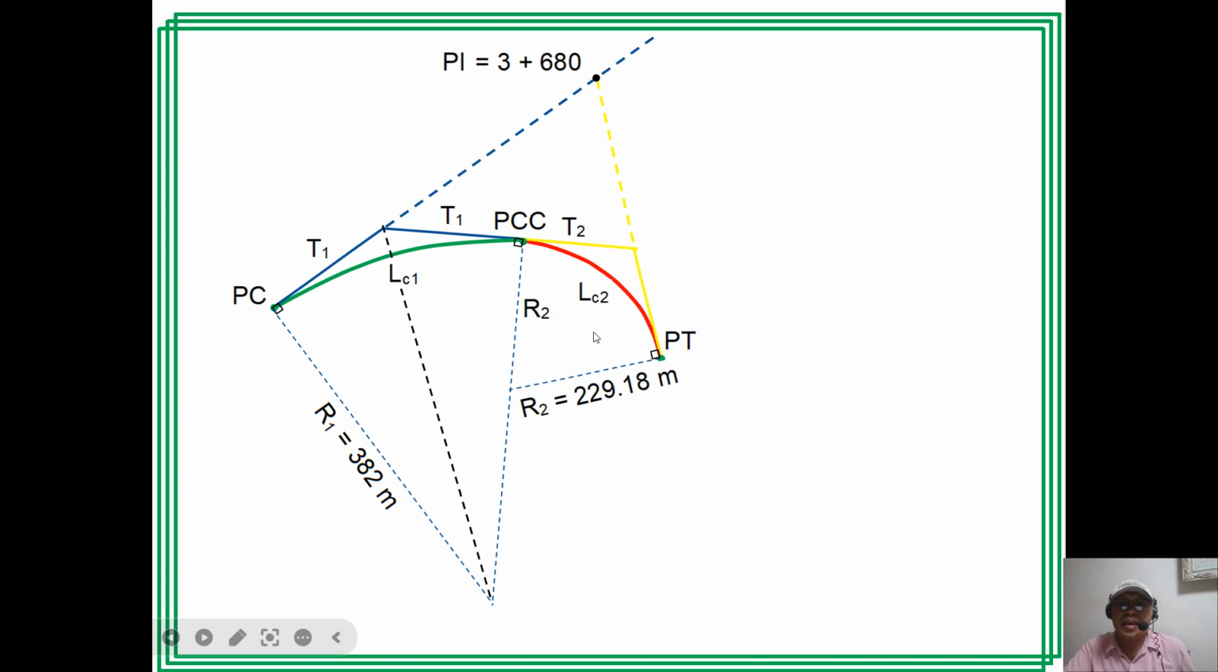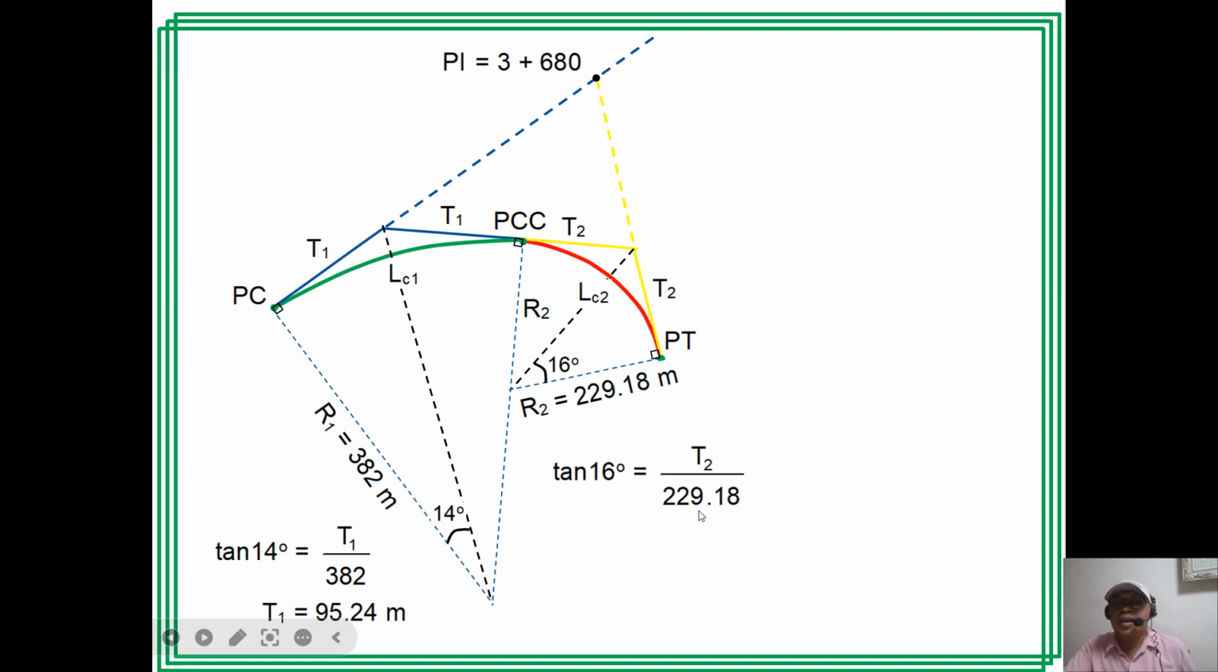So T1, and then I can solve for T1. So this is 28, so half is 14. So I have tangent of 14 is T1 over R1. R1 is 382, so T1 is 95.24. I can consider also the second curve. The central angle is 32, so this is 16. So tangent 16 is T2 over R2, where R2 is 229.18. I can solve for T2.